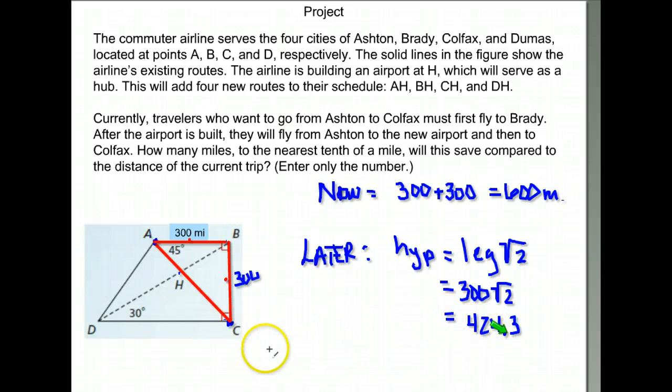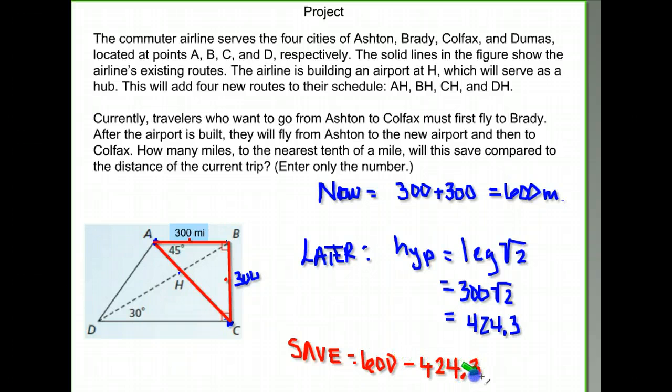All right, so if they build that new airport, how much distance are you going to save? So the amount saved would be the old distance of 600 miles. That's what you used to have to travel. Now you only have to travel 424.3. So the distance saved would be, we just subtract those two and find the difference.